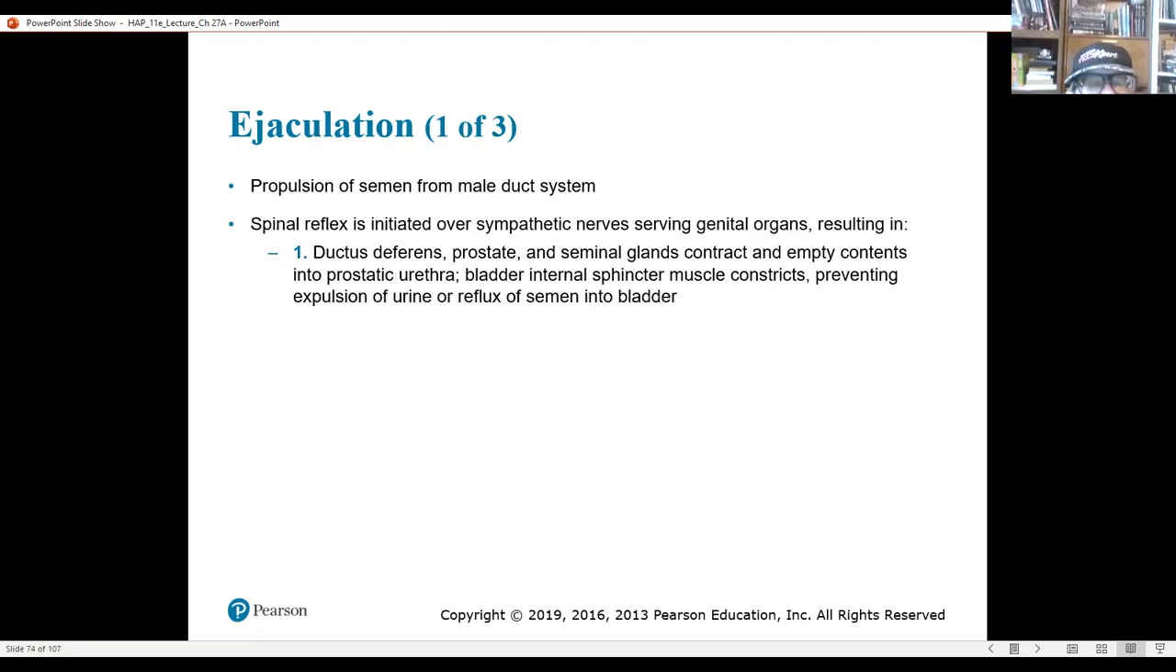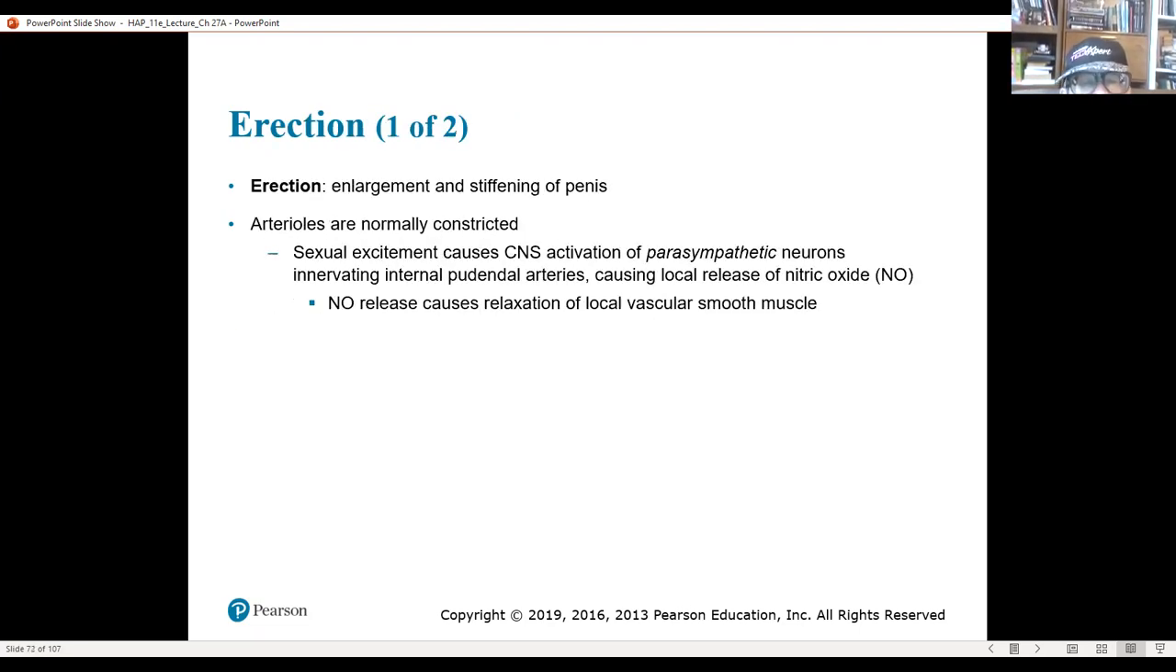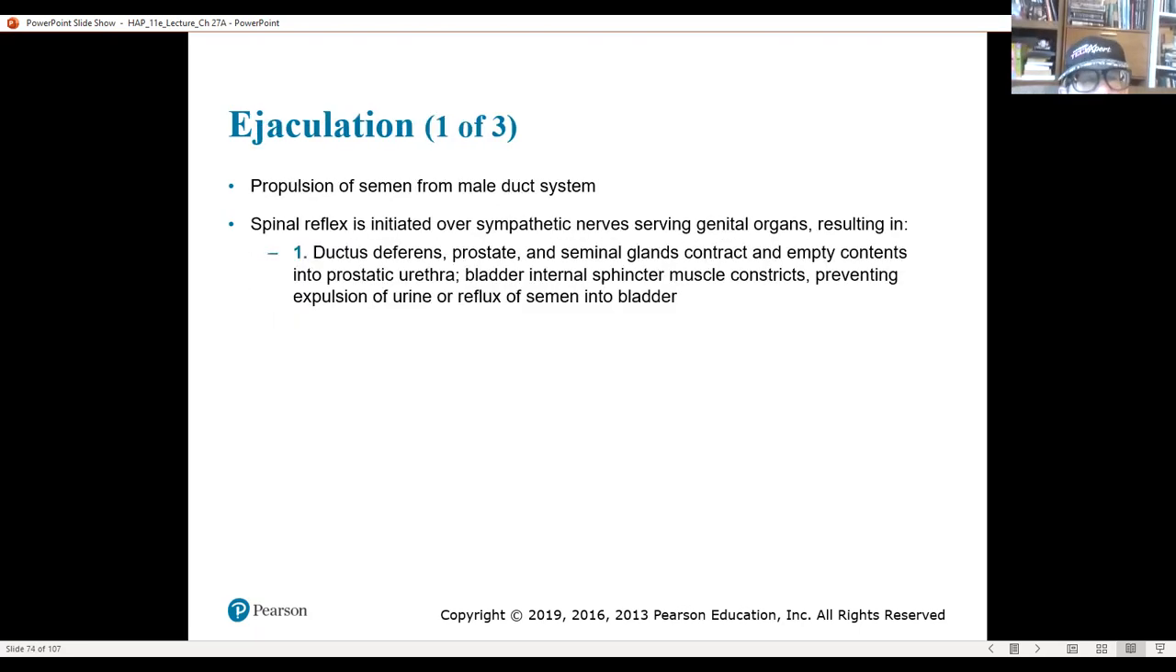So when we are propelling sperm through the male duct system, there's a spinal reflex from sympathetic nerves that serve genital organs. And now notice, this is sympathetic nerves. It was parasympathetic nerves that caused the vasodilation that caused the erection. But ejaculation is a sympathetic thing.